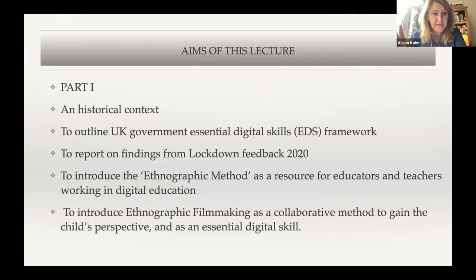So, historical context, and I'm going to outline the five essential digital skills that the government has set out, which they see as necessary for every independent adult to know by the time they get to the workplace. Then a few findings of what was happening during lockdown, and to introduce the ethnographic method as a resource for educators and teachers working in education, and to introduce ethnographic filmmaking, I think, as another essential tool for us all to know. So let me go ahead from here.